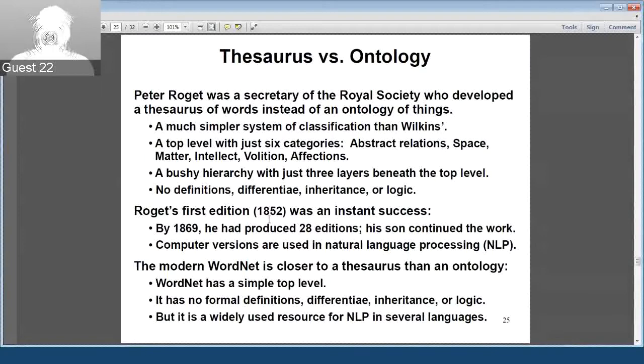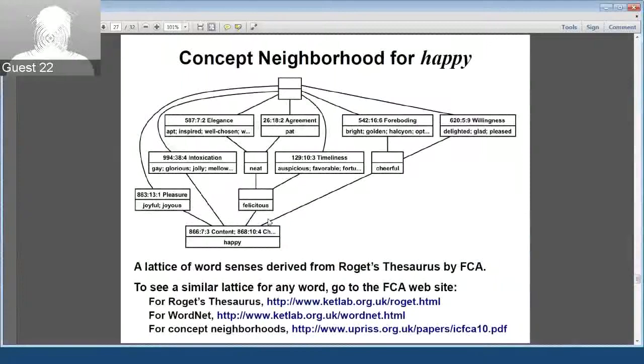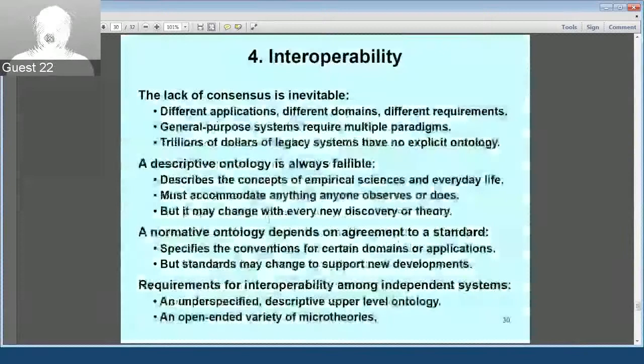There are other methods, and I'm not going to be able to go through all of these. I'm just going to talk about interoperability. There's a lack of consensus, which is inevitable. A descriptive ontology is always fallible, but for any specific application, we need a normative ontology. If you have a very specific application for a computer system or for a particular industry, you can be very narrow and have a standard for that, but the standard will have to change and evolve as you develop new applications.